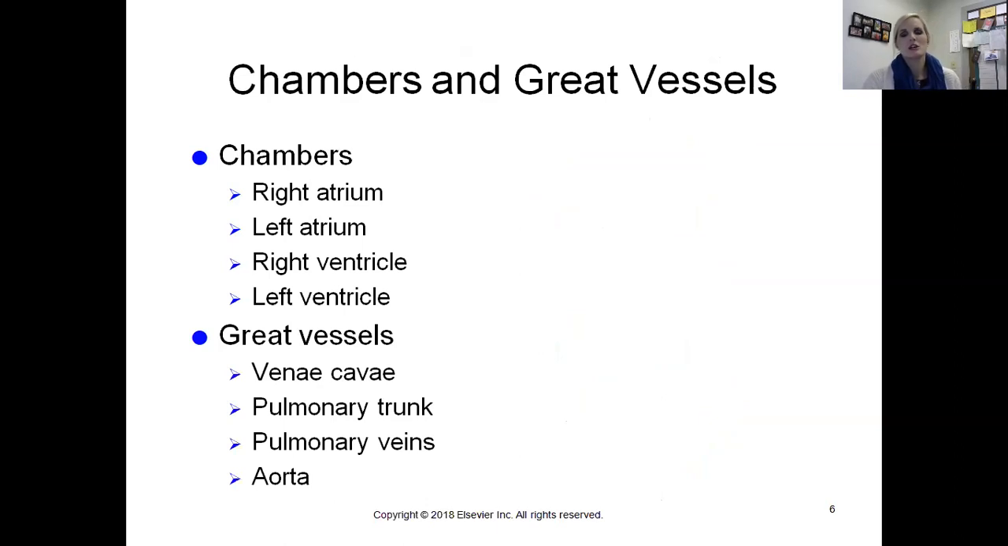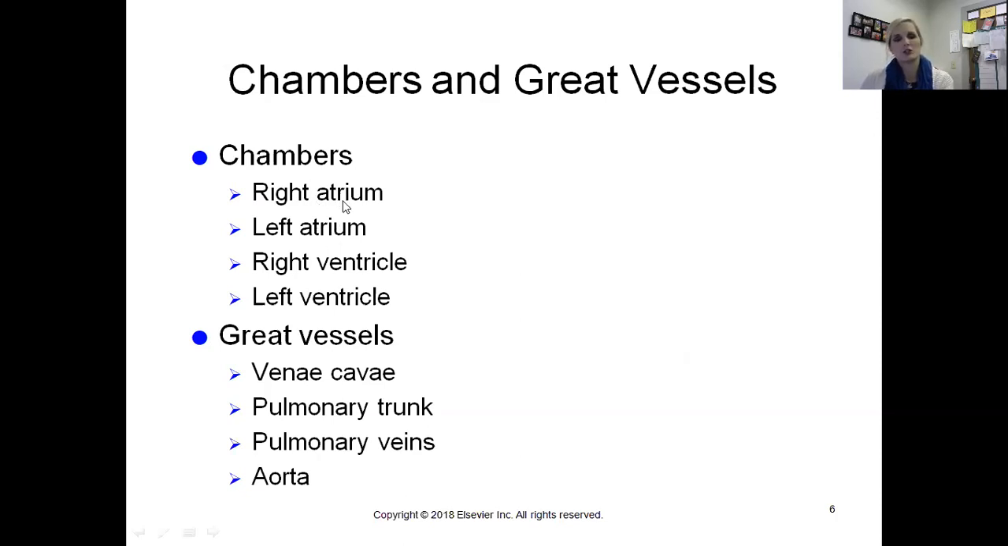All right, so we have different chambers in our heart. We're going to label each and every one of those. We have 4 chambers in our heart. The top chambers are called the atria. Atria is just plural because there's 2 of them. If you're looking at them singular, there's the right atrium and the left atrium.